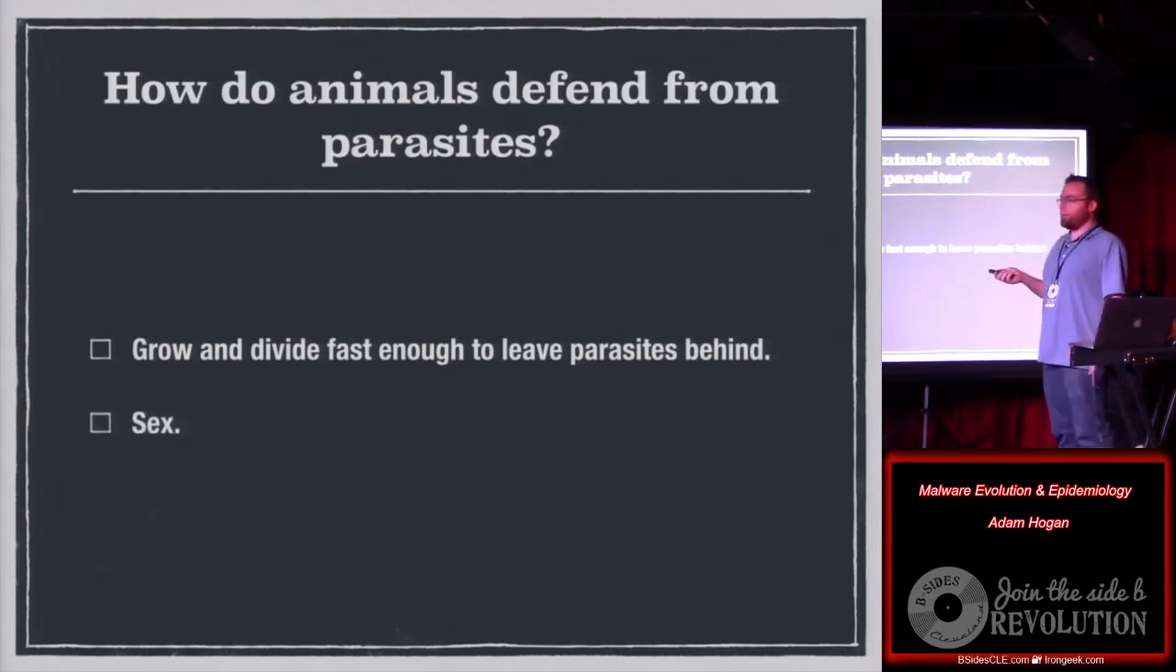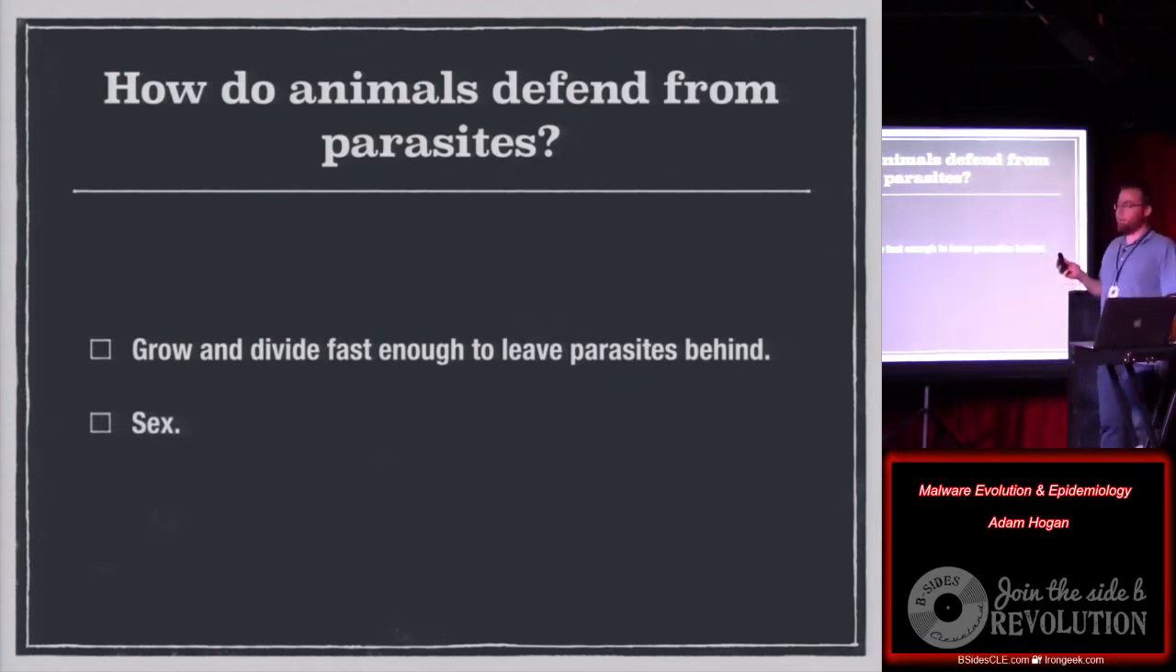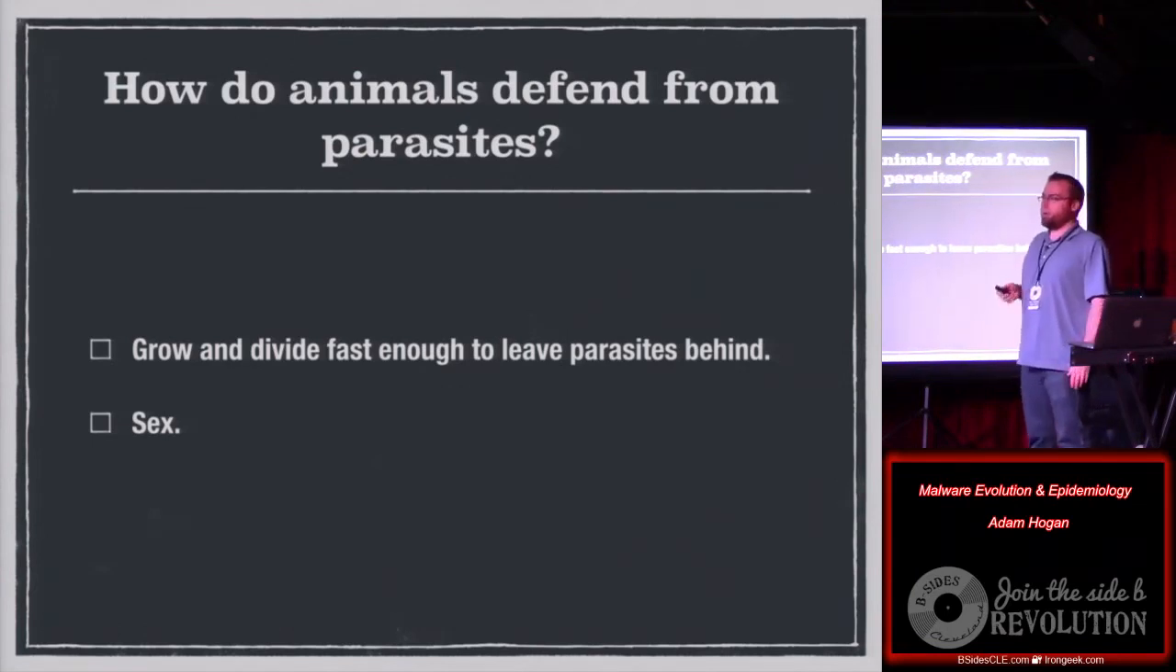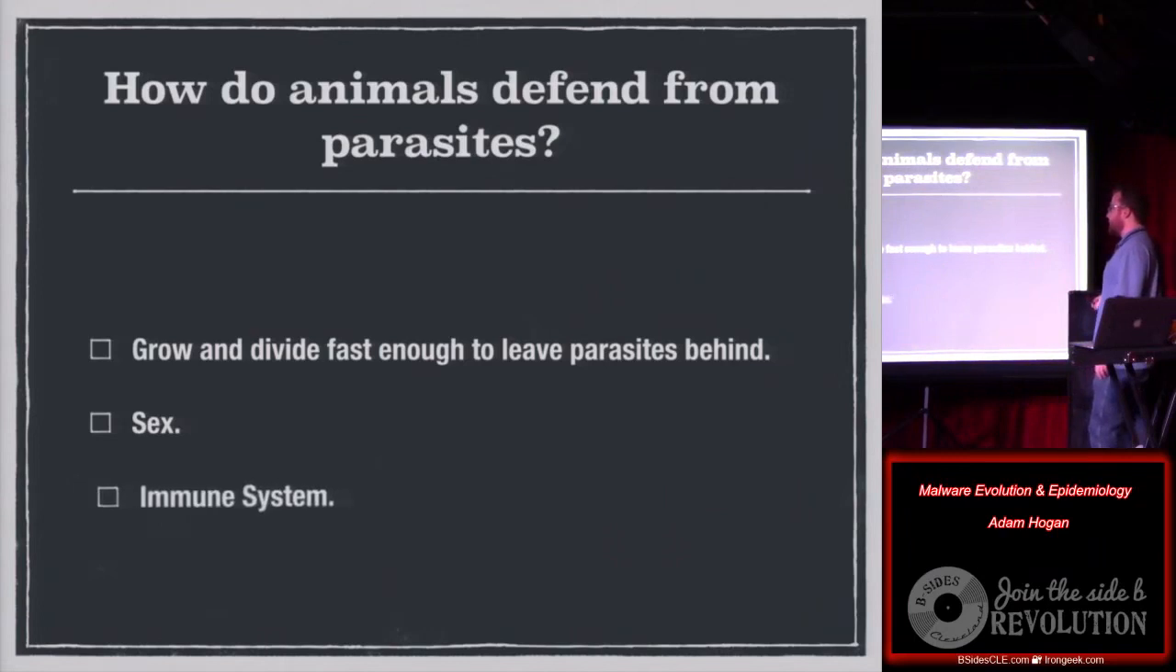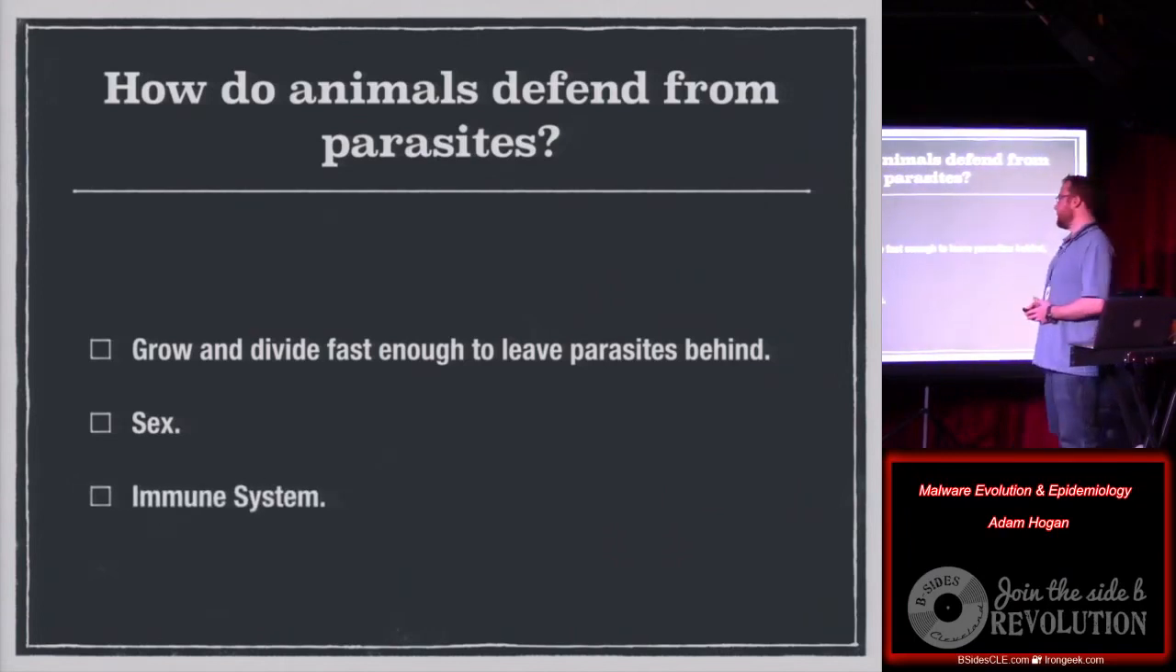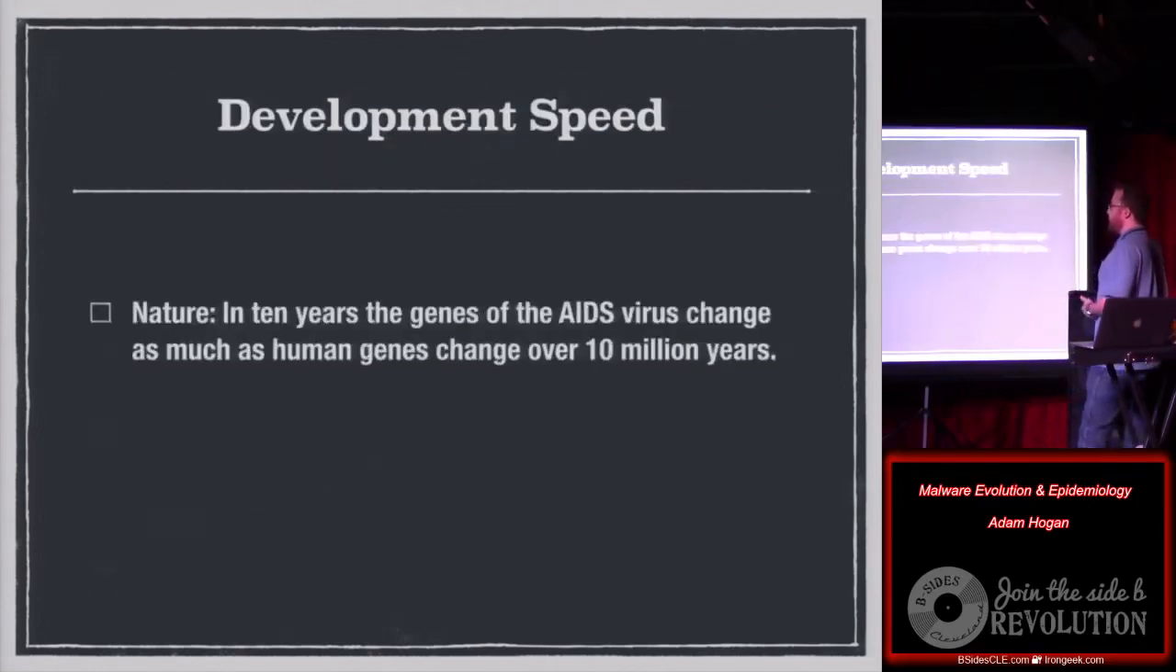There's also sex, which is certainly the first time I've been able to talk at a security conference about sex on stage. But sex is actually, the running theory now is the whole reason animals develop sex in the first place is to get away from parasites. I'll come back to each of these. And the third would be evolve an immune system to deal with these things. Right? So development speed, the first one we talked about.